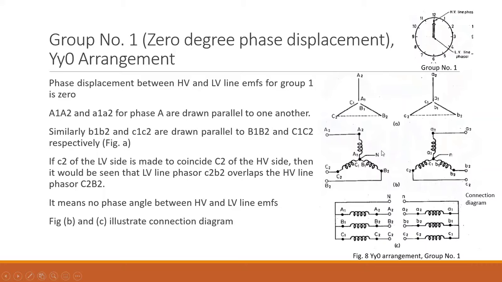From here you can plot out one neutral connection, and similarly you can plot out a neutral connection for the LV side, because both the windings are connected in star-star fashion. There may be no current in neutral, or there may be current in neutral. So we have shown neutral here as well. I think it can be drawn easily considering this phasor diagram. This phasor diagram is drawn on the basis of the assumptions or conditions we have seen earlier. So this is about your group number 1, 0 degree phase displacement for the YY0 arrangement.